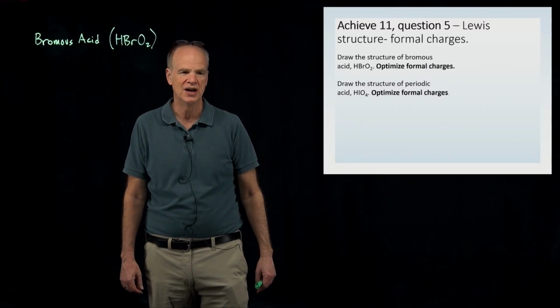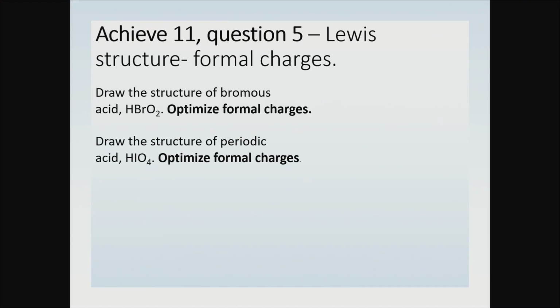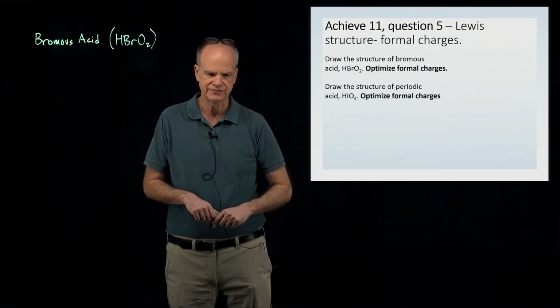So if I can blow up the slide. This question is in regard to Lewis structures that you need to draw. They want you to draw the structure of bromous acid, which is HBrO2, and optimize formal charges. And then we're going to do another one. It says draw the structure of periodic acid, which is HIO4, optimize formal charges. So if I can lower the slide.